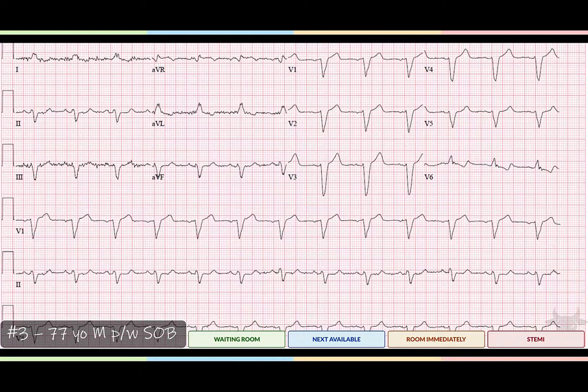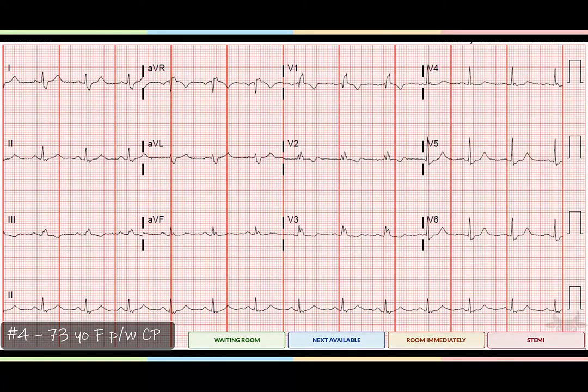Yeah, I agree with that. So a left bundle can obscure a lot of things like signs of ischemia. We're going to talk about that. There are some methods to interpret signs of ischemia in the setting of a left bundle. But just suffice it to say, the left bundle is not normal. And this is an old guy with shortness of breath. So the probability of pathology in this guy is high. So we probably want to do something to act on this patient. So we're going to say next available, provided that we have a prior ECG that shows this left bundle, right?